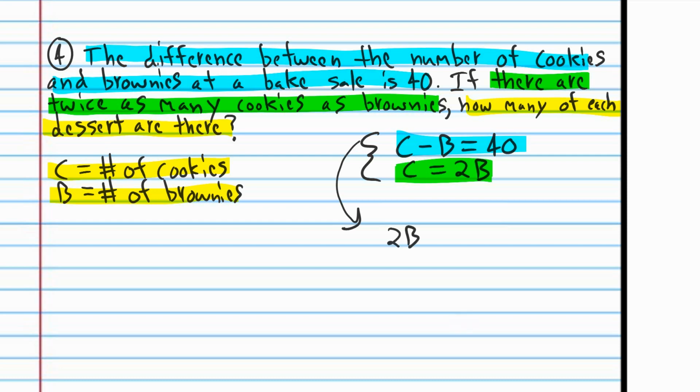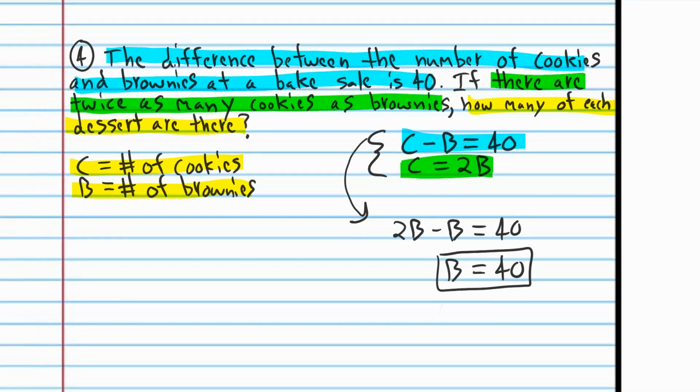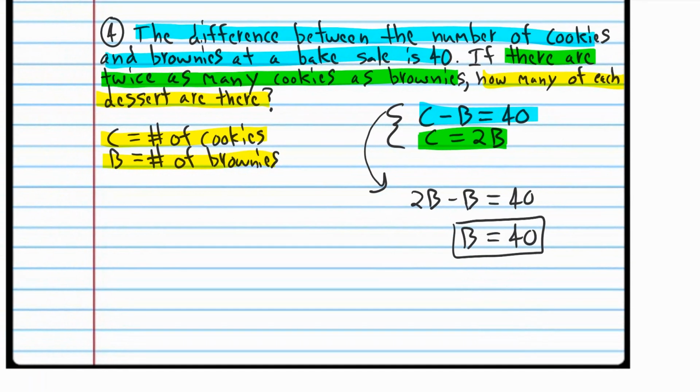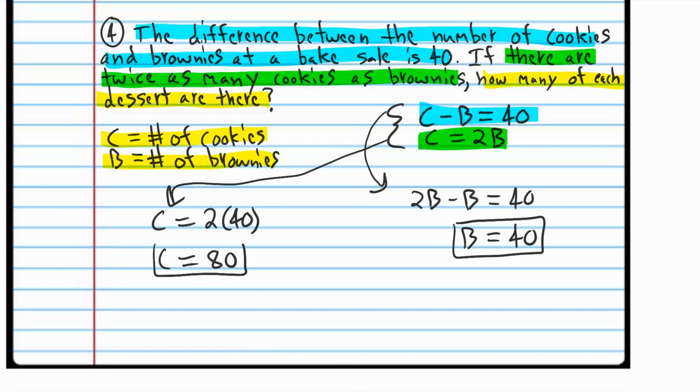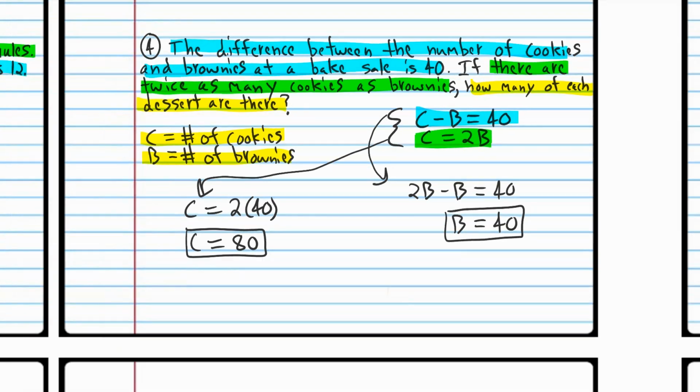Plug in 2b for c in the top equation. And 2b minus b is equal to b. So there are 40 brownies. And the number of cookies is equal to 2 times the number of brownies. So the number of cookies is 80. So if you got those two answers, good job.